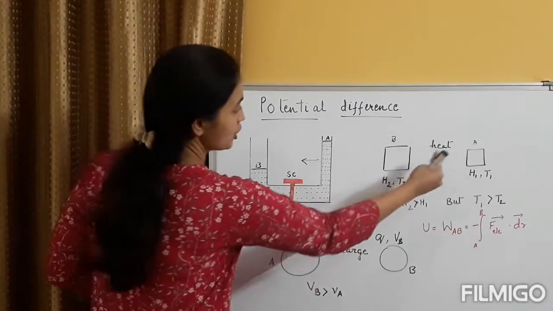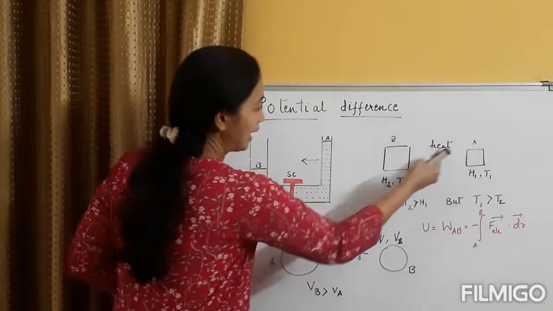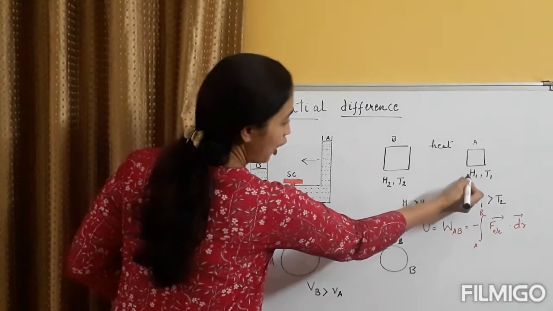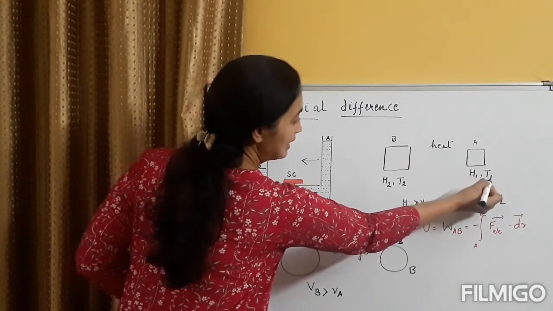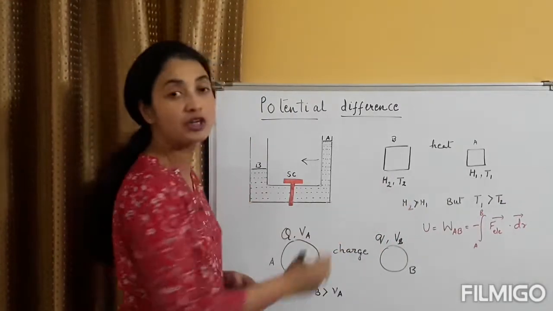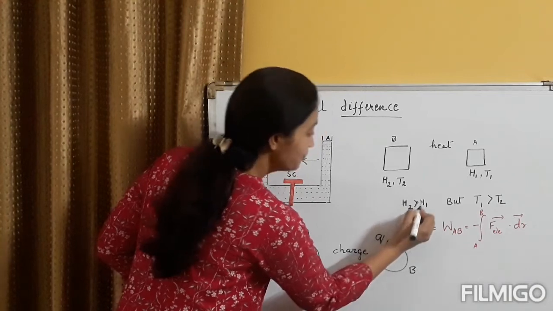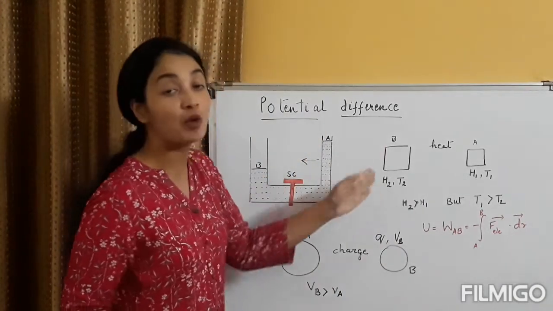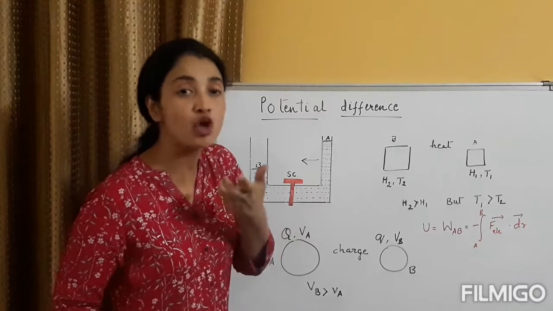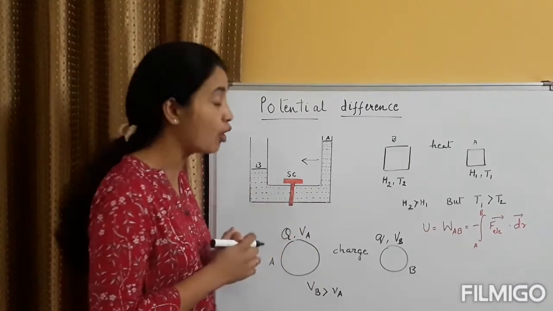Now the second situation. I have two blocks of a metal, say iron, block A and block B. Block A is having heat H1, it is at temperature T1. Block B is having heat H2 at temperature T2. If it is given that H2 is greater than H1, means the second block is having a higher amount of heat. Now what is the direction in which the heat should flow?